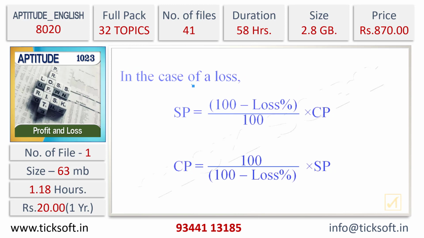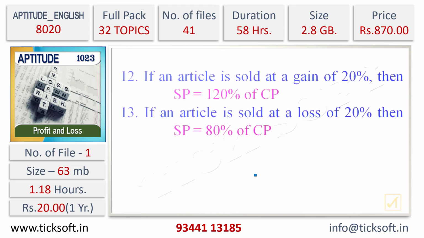Now in the case of loss, SP will be equal to (100 minus loss percentage) by 100 into CP, and CP is equal to 100 by (100 minus loss percentage) into SP. So this is in the case of loss. To find SP we use this formula, and to find CP we use this formula. Now we have the next one. If an article is sold at a gain of 20%, then SP will be equal to 120% of CP, because we have a gain of 20%.